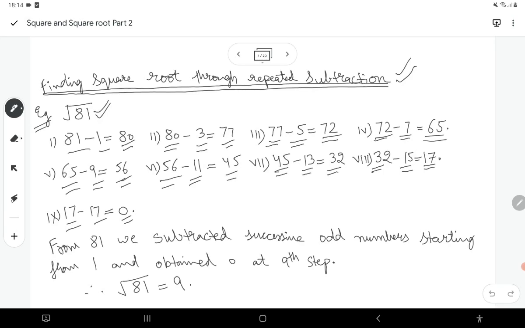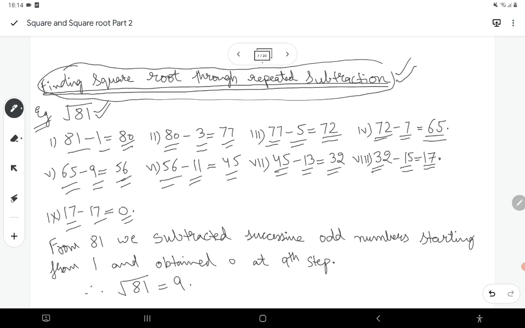Now there are different methods of finding square roots. The first method is finding the square root through repeated subtraction. What we do is we repeatedly subtract the odd natural numbers, starting from the first, from the number till we get 0. When we get 0, we count the number of steps in which we got 0, and the number of steps gives us the square root of the number. Let's see how.